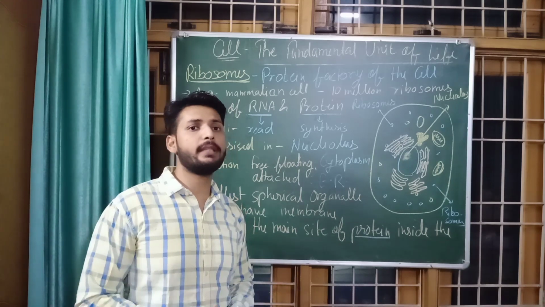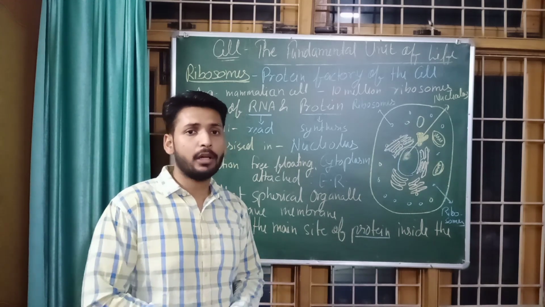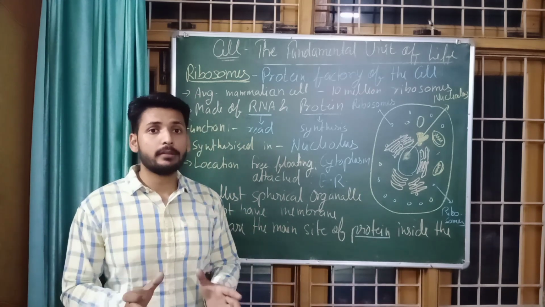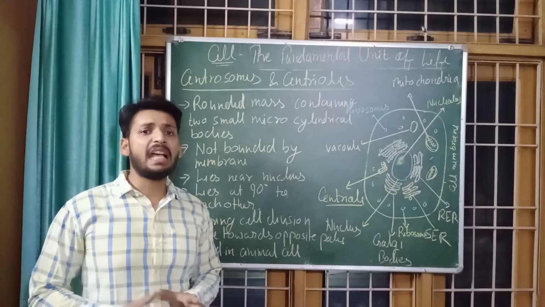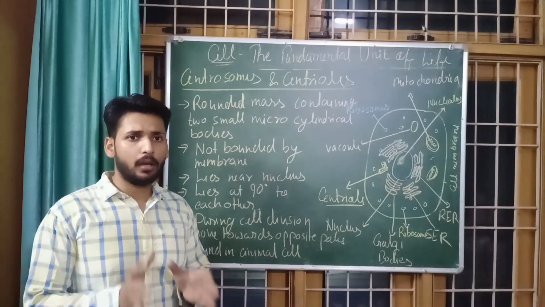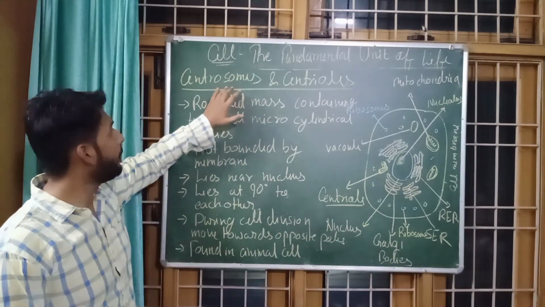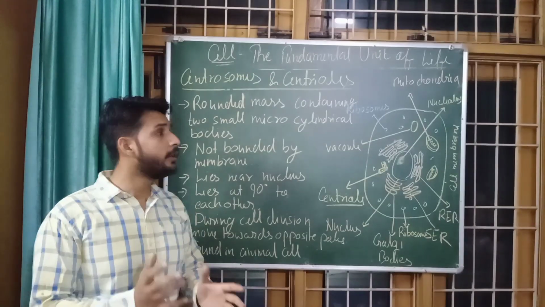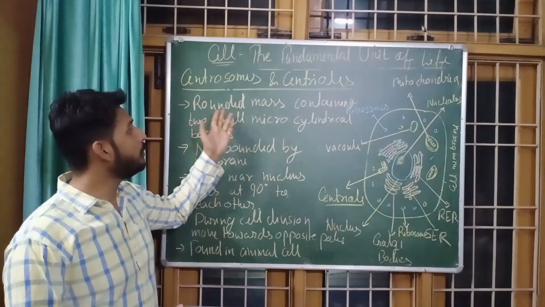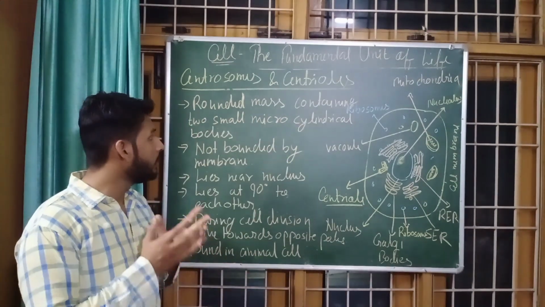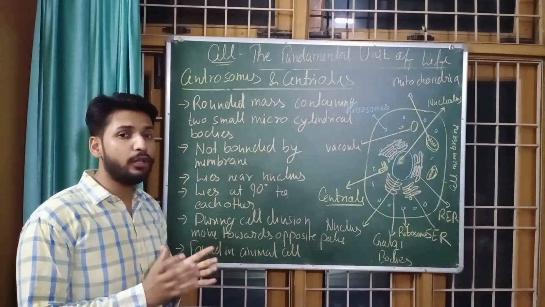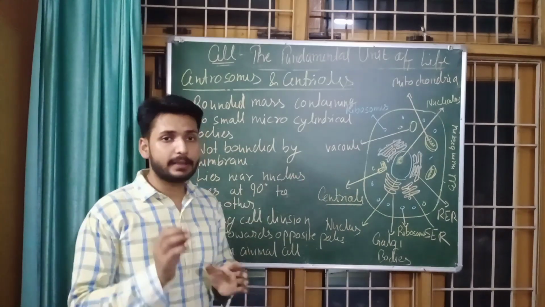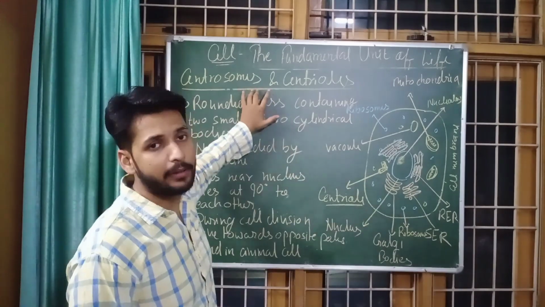And now, without wasting our time, we are moving forward towards our next organelle, that is, centrioles. So our last but not the least organelle is centrosomes and centriole. What are they? A round mass containing two small microcylindrical bodies. Each body is known as a centriole and forms the centrosome.